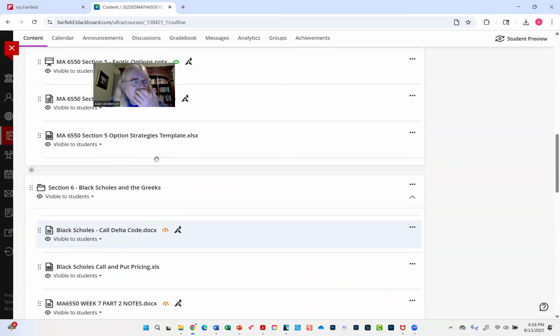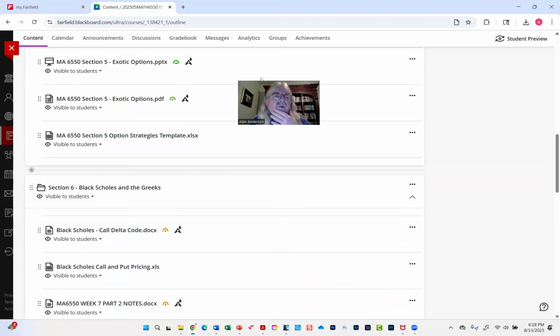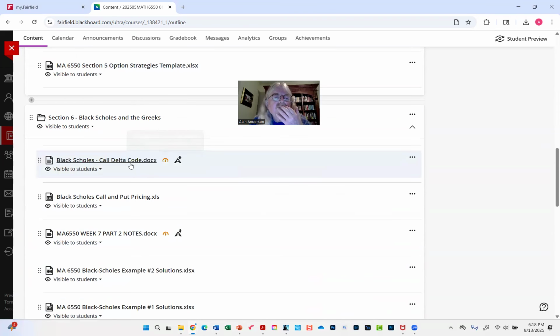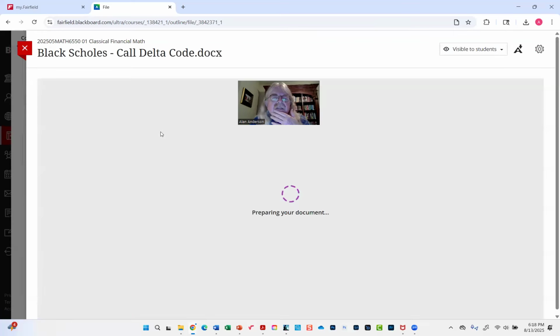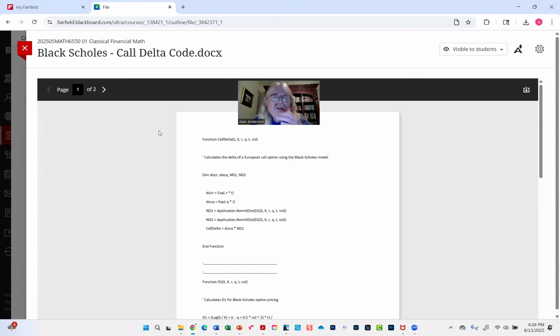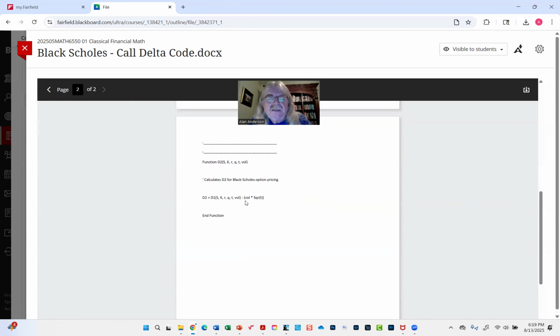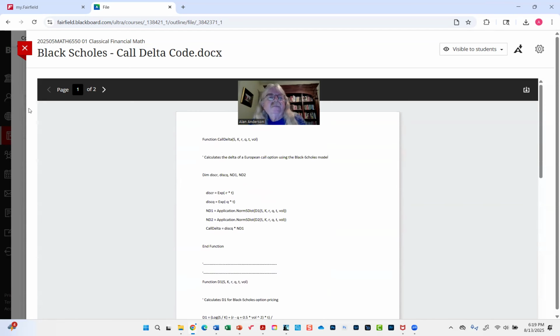One thing I noticed when I was trying to download these files is that the Excel spreadsheets were refusing to let me run the VBA components. So I wrote this document called Delta code. What you're going to see here is the VBA code that calculates the value of delta for a European call option. So if you can't open the file directly, you can copy this into a module, and you can see it's right there.